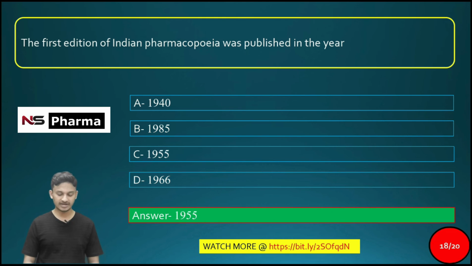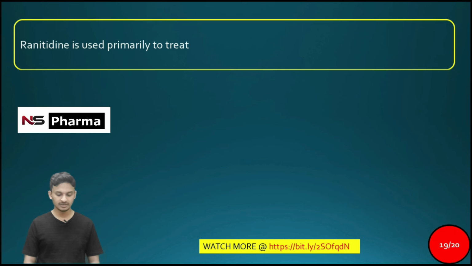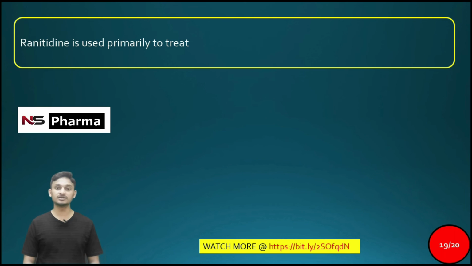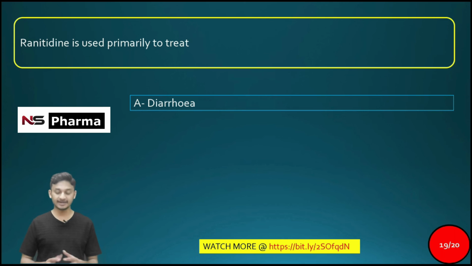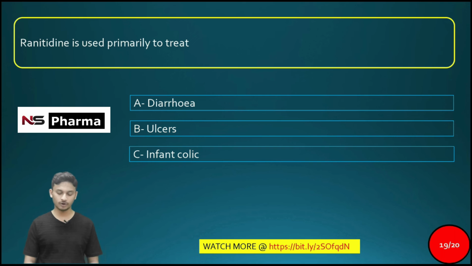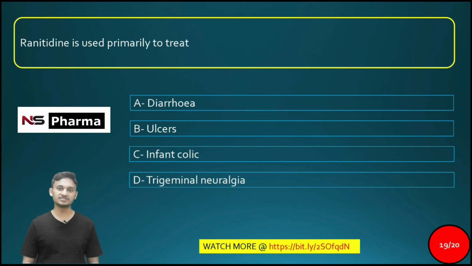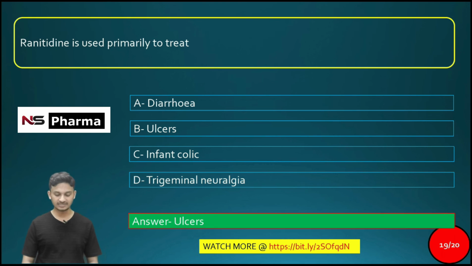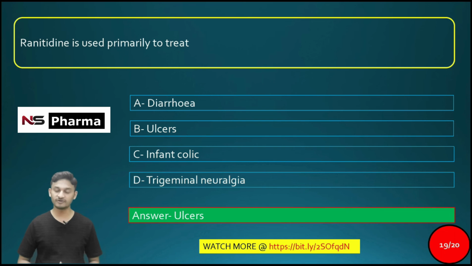Okay, now we will move to the next question. Question number 19. Ranitidine is used primarily to treat. Options are option A diarrhea, option B ulcers, option C infant colic, option D trigeminal neuralgia. So what is the use of ranitidine? We got the 4 options. The correct answer here is option B, ulcers. Ranitidine is useful for the treatment of ulcers.